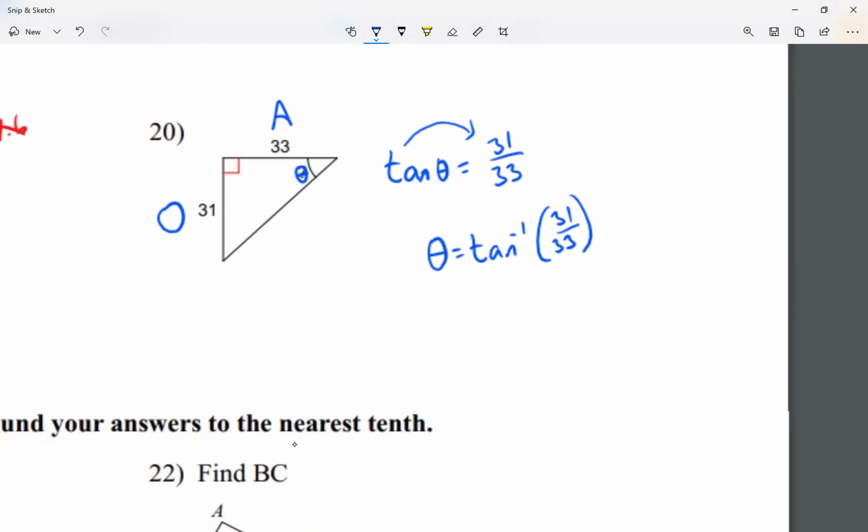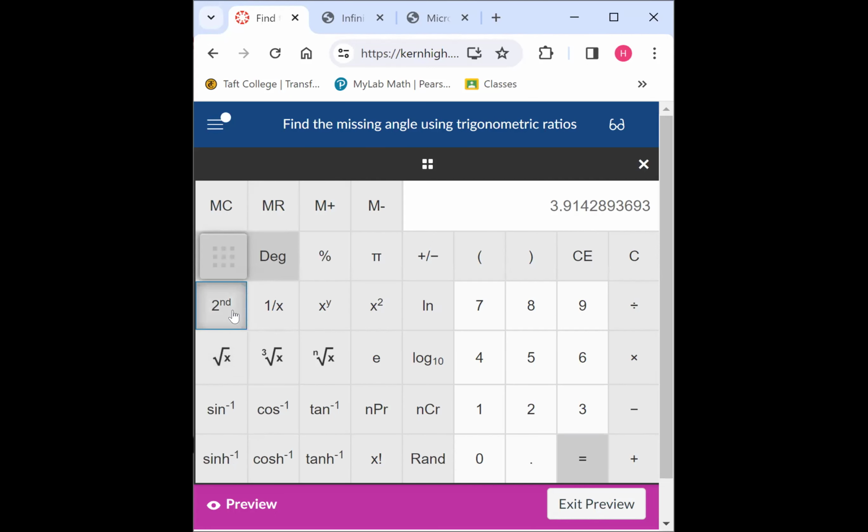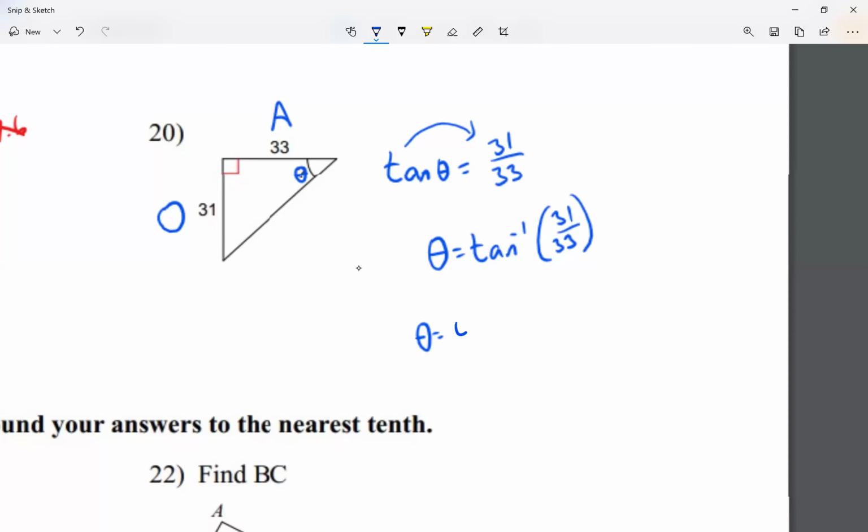So let me grab my calculator here. So now I need inverse, so make sure you press second. So tan inverse, oh, let me clear this out. Tan inverse 31 divided by 33, close parentheses, press equal. I have to round it to one decimal place. So I'm going to call this 43.2. Theta is 43.2. Nice.